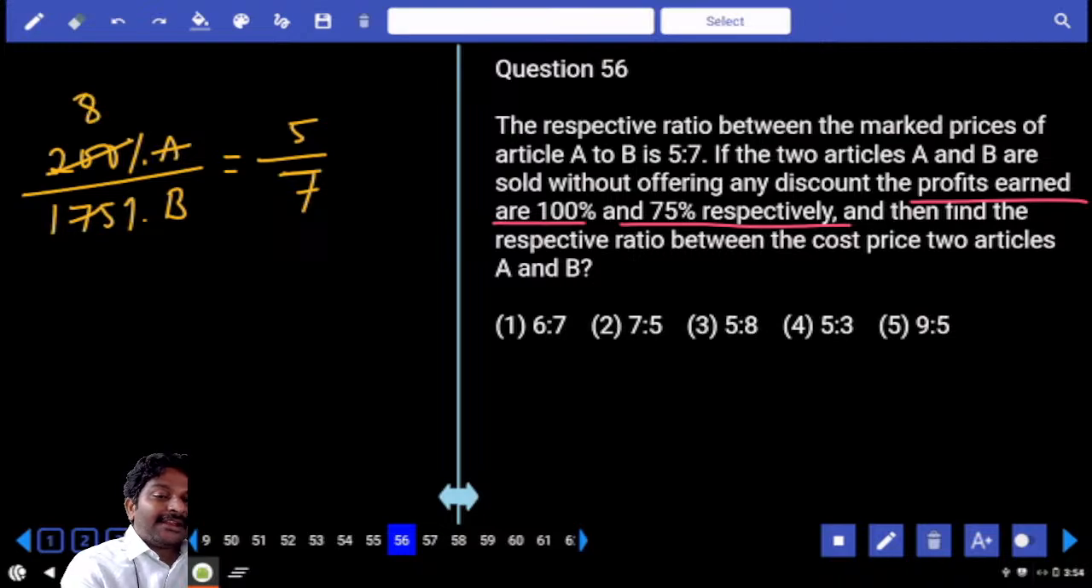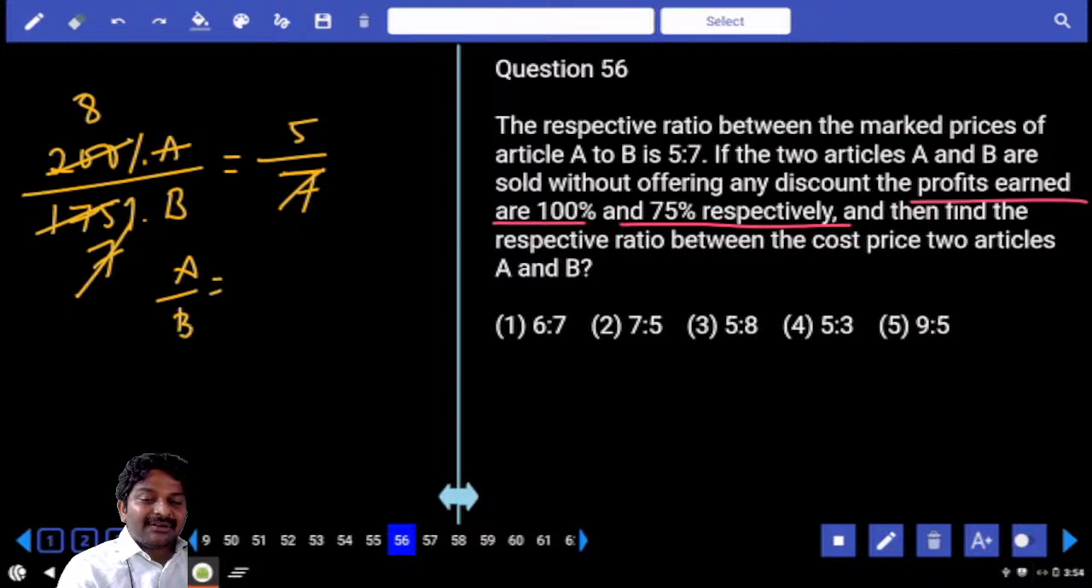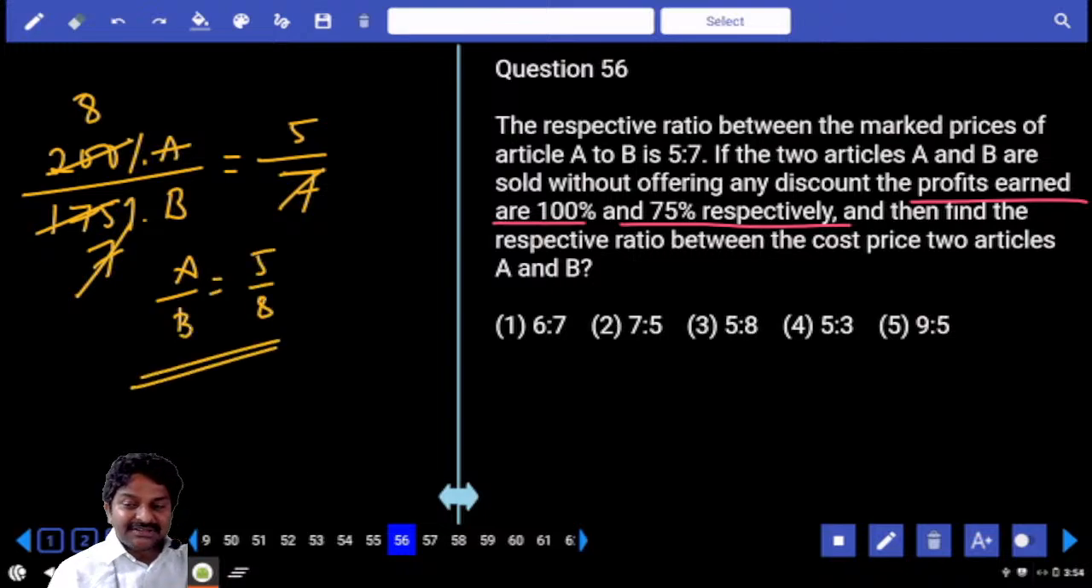25, 8 times, 7 times, 7 cancel. A by B is equal to 5 by 8. Cost price ratio 5:8.